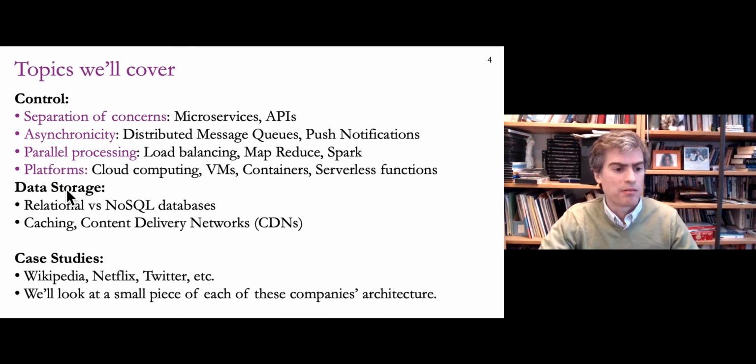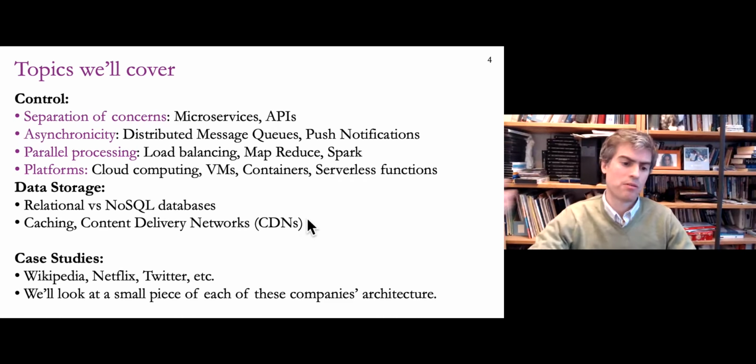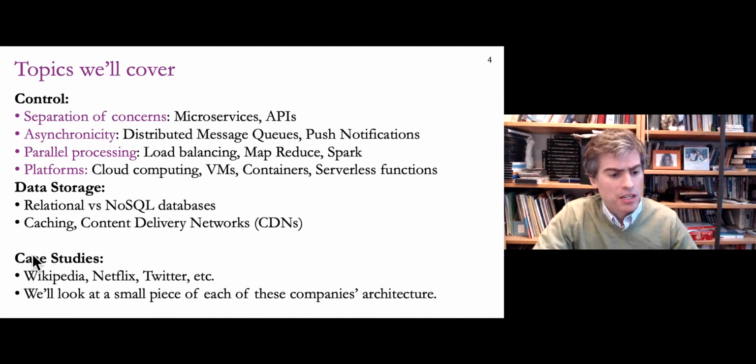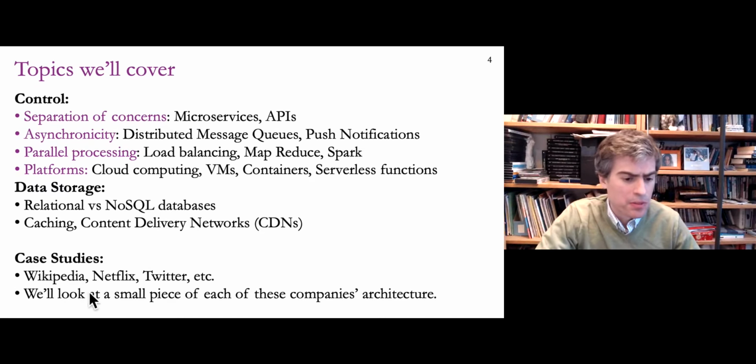Another aspect of data storage is caching and content delivery networks, which are more at the front end. We'll talk about those later, though. And I'll try to use as many case studies in this learning as possible. So, for example, we'll look at the architecture of Wikipedia. We'll look at a few parts of Twitter. I'll talk a little bit about Netflix and some other examples as well. I think also maybe YouTube.